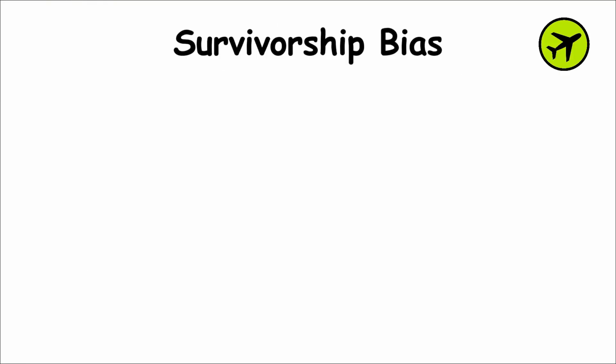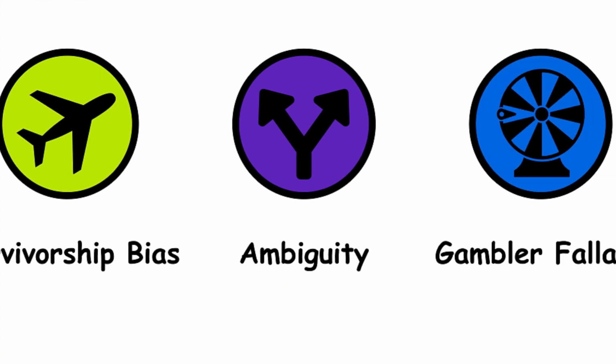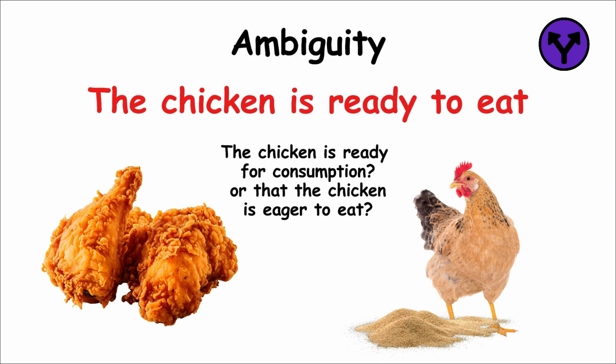Survivorship bias. Survivorship bias is like only seeing the winners and forgetting about the losers. For example, people talk about Bill Gates who dropped out of college and became super rich. But people don't know that there are more college dropouts who fail. Ambiguity. This fallacy happens when a word, phrase, or statement has more than one meaning, and those meanings aren't clearly distinguished.